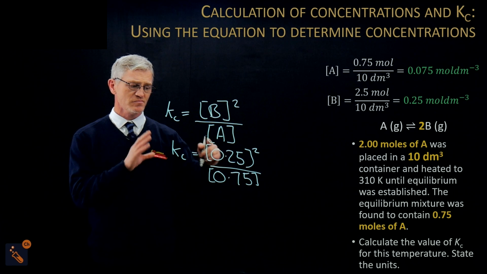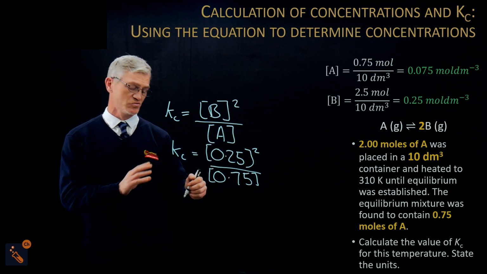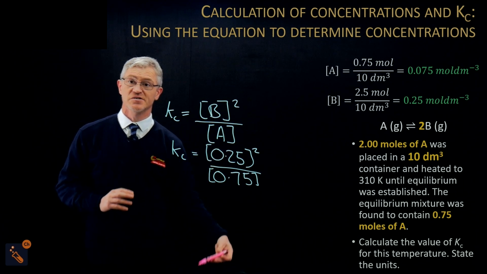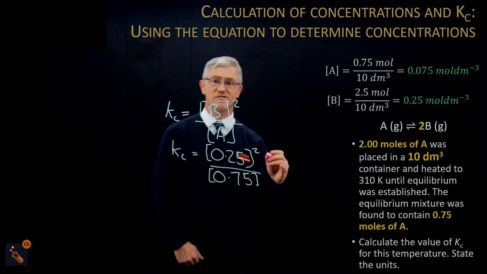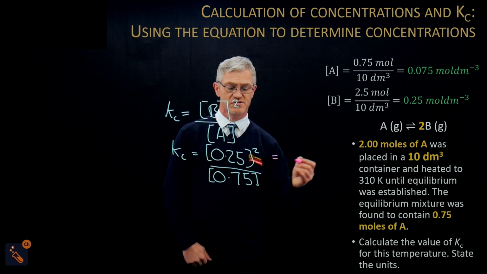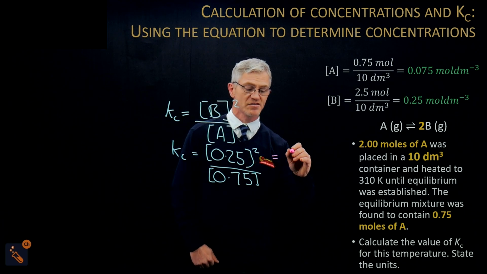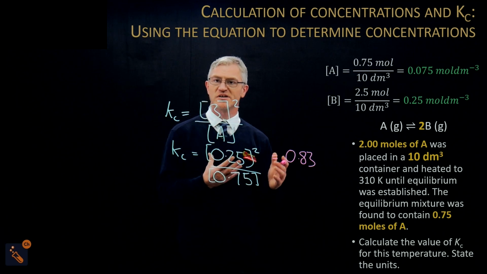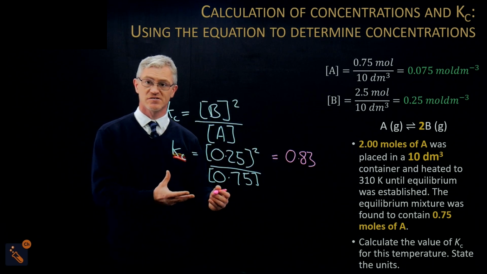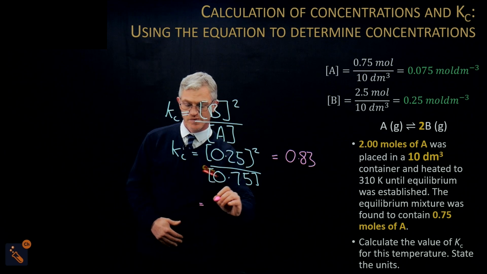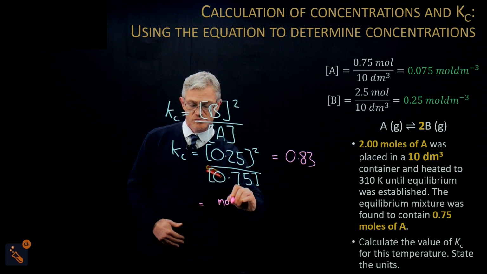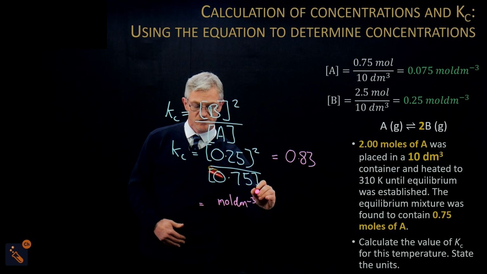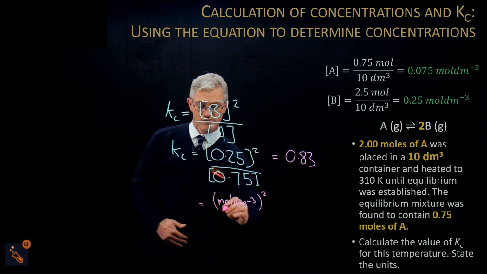You put that into your calculator, and hopefully you're doing it now. And once we put that into our calculator, that will equal 0.83. So we've got 0.83. Now we've got to think about what the units of this are. So the units are going to be moles decimeter minus 3, squared, over moles decimeter minus 3.